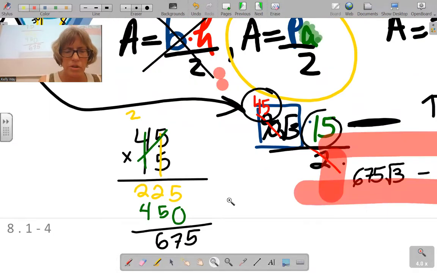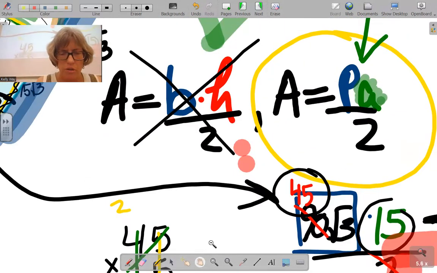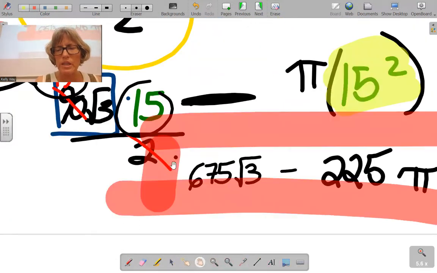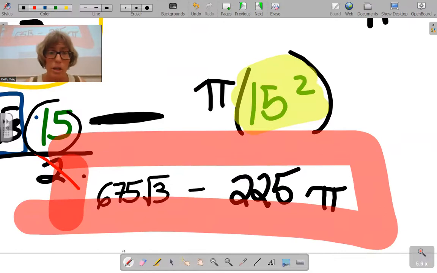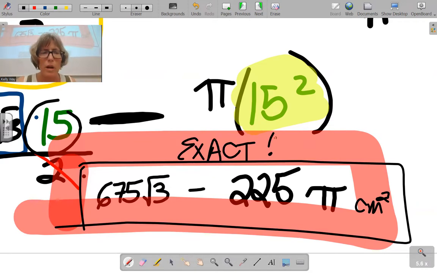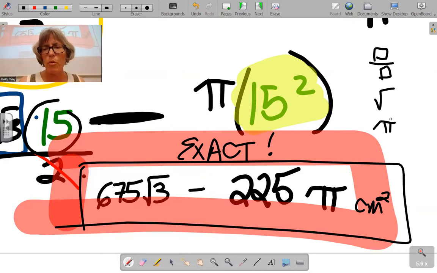So your complete answer on Alex, let's see, what are your units here? Units, centimeters. So your complete answer on Alex is literally 675 root 3 minus 225 pi centimeters squared. You are done. This is exact. Exact does not mean rounded decimal. It means leave it as a fraction, radical, simplified, or pi form. Any of those is the word exact.